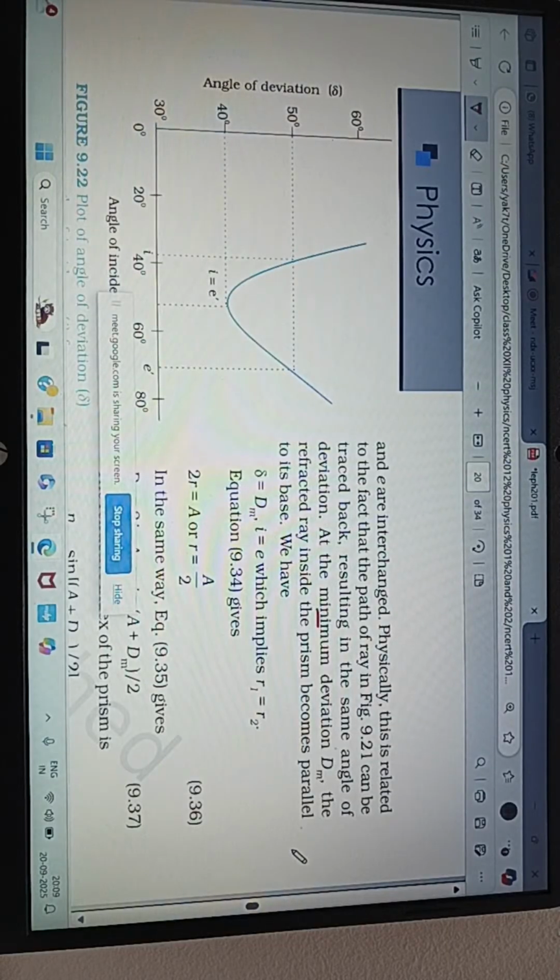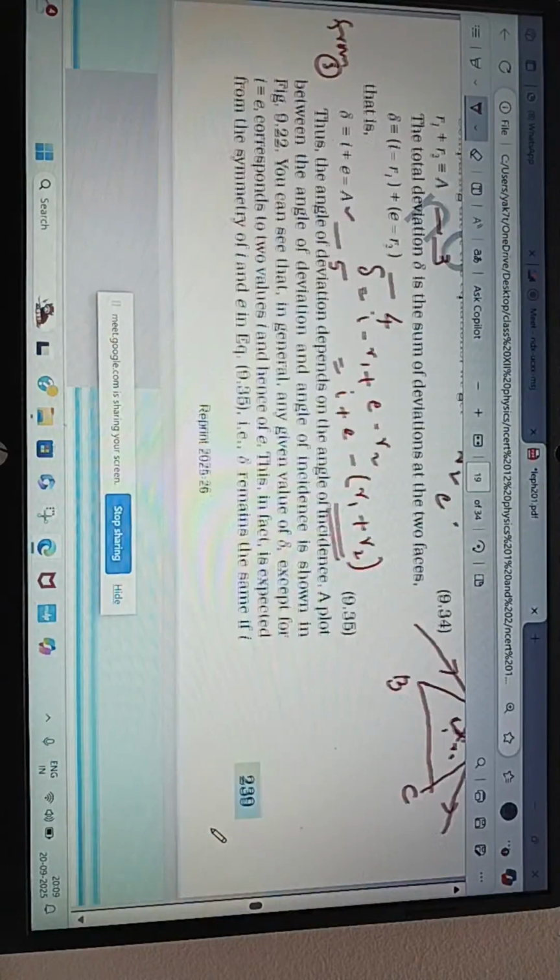What are the conditions of angle of minimum deviation? Angle of incidence is equal to angle of emergence. And another condition? r1 is equal to r2. Another condition? And the angle of deviation should be minimum. Another condition? You listen carefully. Another condition is that the refracted ray is parallel to the base. When r1 and r2 are equal, this QR is parallel to the base.